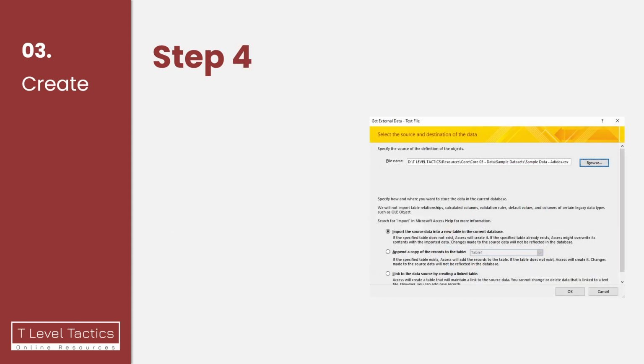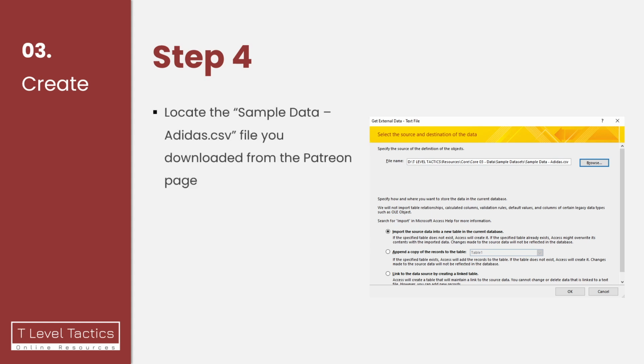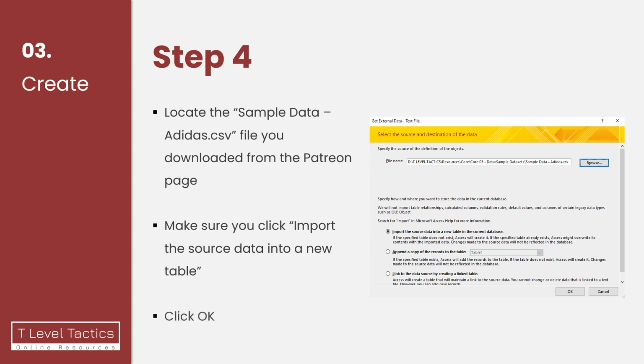Step 4. You'll get the following window appear. Click the Browse button and locate the sample data Adidas CSV that you've downloaded from the Patreon. Make sure you click Import the source data into a new table further down in the window. Click OK once you've done this.